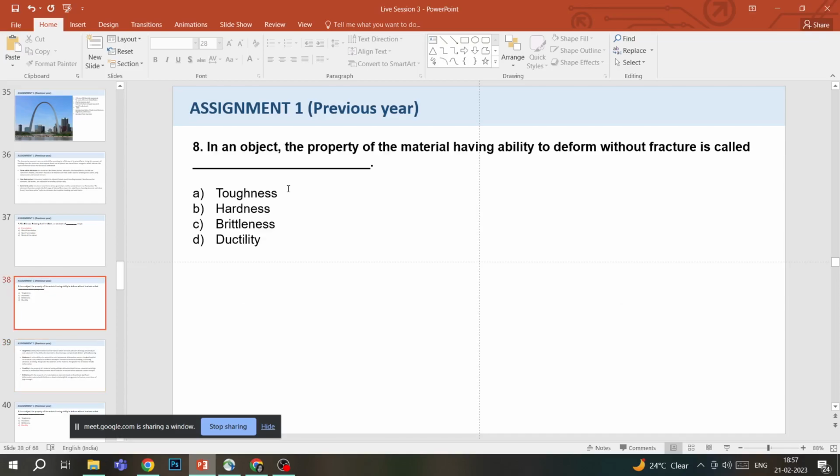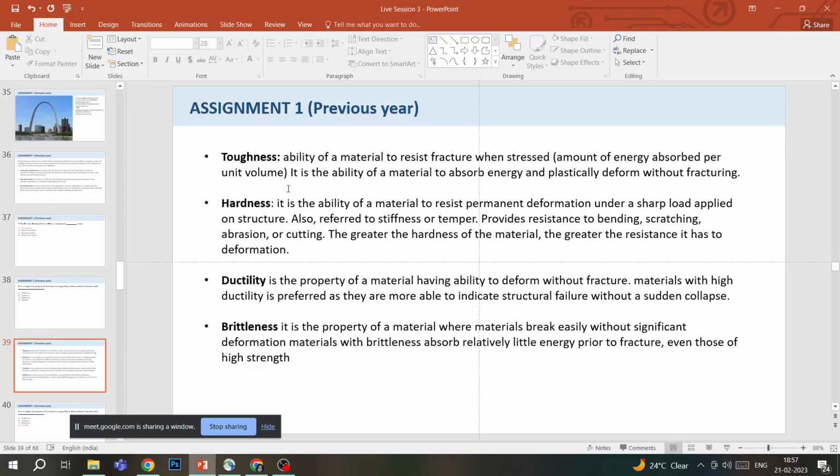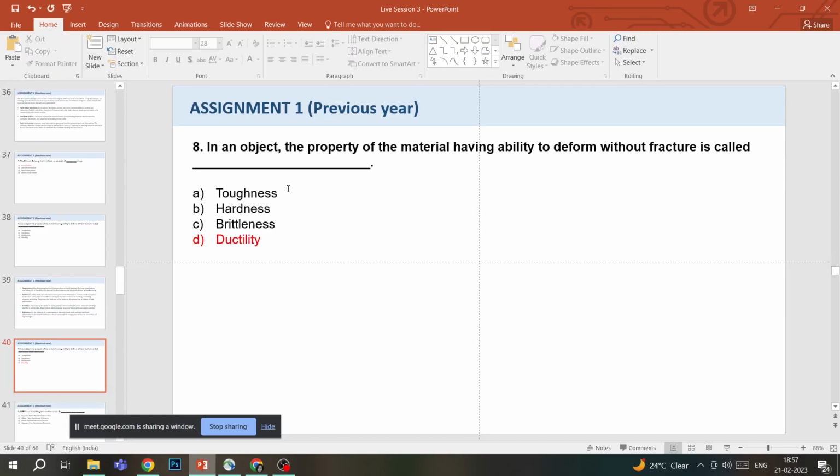So we understood all those terms, and the question was: the property of the material having the ability to deform without fracture is called what? The answer is ductility.